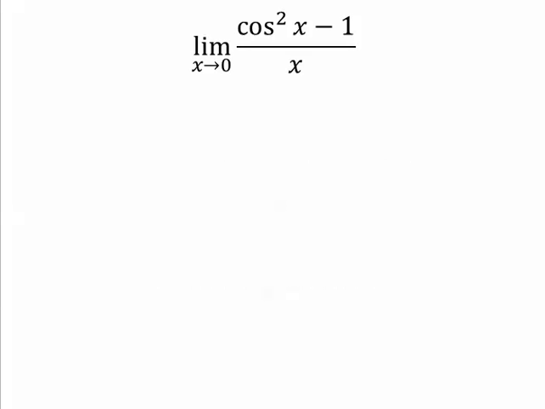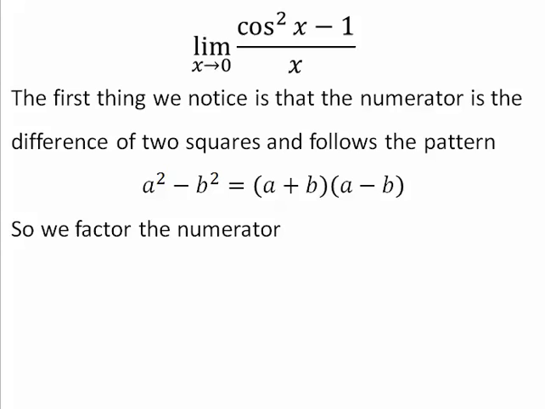3.4.10. What is the limit as x goes to 0 of this rational expression? The first thing we notice is that the numerator, cosine squared x minus 1, is the difference of two squares and follows the pattern a squared minus b squared equals a plus b, a minus b. So we factor the numerator. Please do that now.